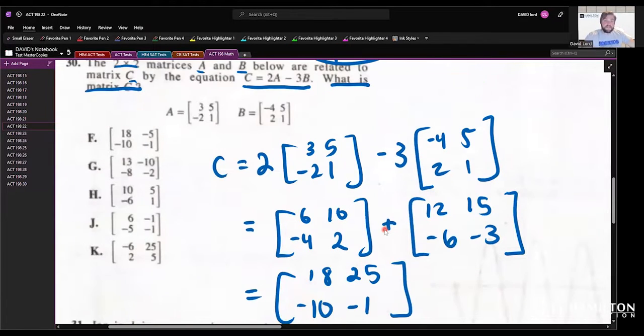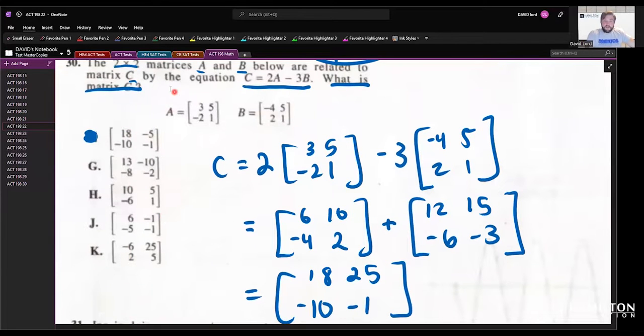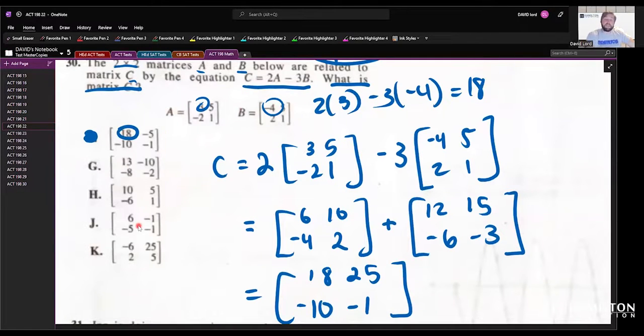Looking at my answer choices, I see that there's only a single one that has 18 as the first element. So this is a good reminder: whenever you're adding or multiplying matrices, you may want to look to see if there's one spot where the matrices are all different, because that can speed up your process. So if we notice here, the first element is different for all of the matrices. So I could have quickly done 2 times 3 minus 3 times negative 4 and gotten 18. And since I did the first element, I could go straight to answer choice F.